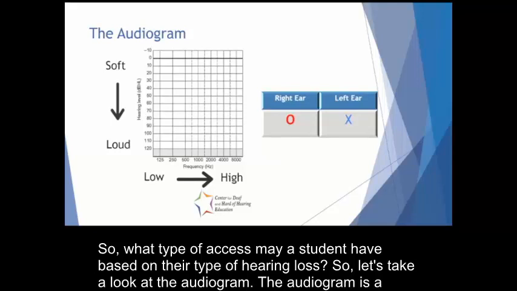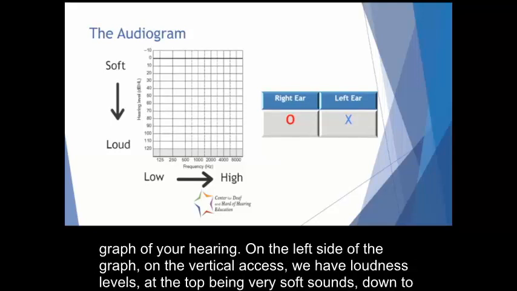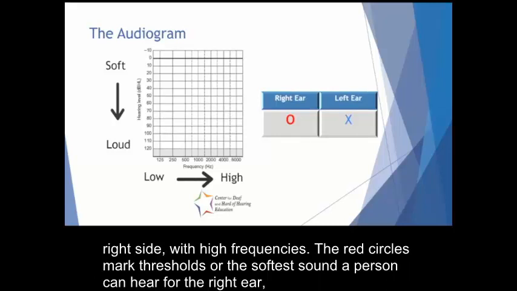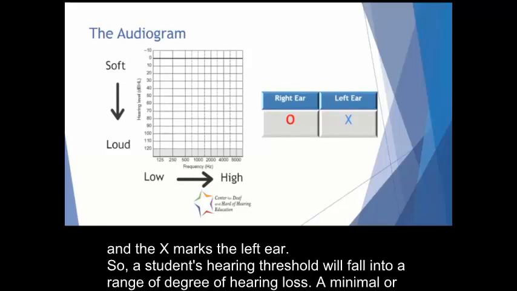So let's take a look at the audiogram. The audiogram is a graph of your hearing. On the left side of the graph, on the vertical axis, we have loudness levels, at the top being very soft sounds down to very loud sounds at the bottom. On the horizontal axis, we have pitches or frequencies. On the left side, very low frequencies, all the way to the right side with high frequencies. The red circles mark thresholds, or the softest sound a person can hear for the right ear, and the X marks the left ear.